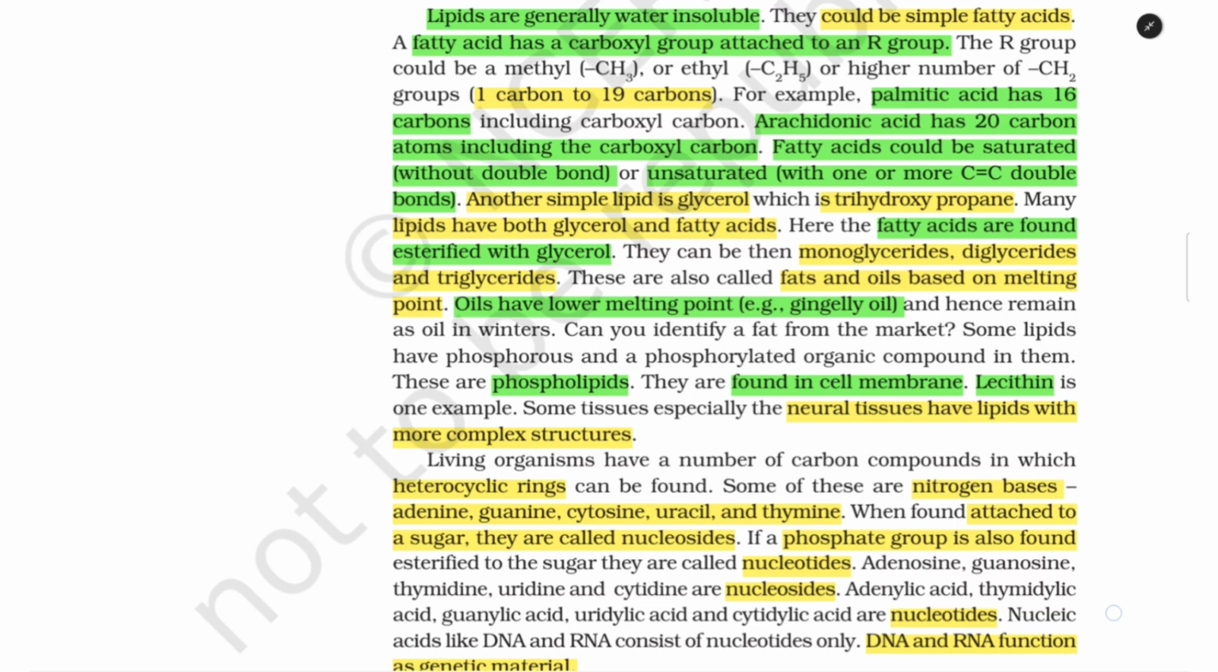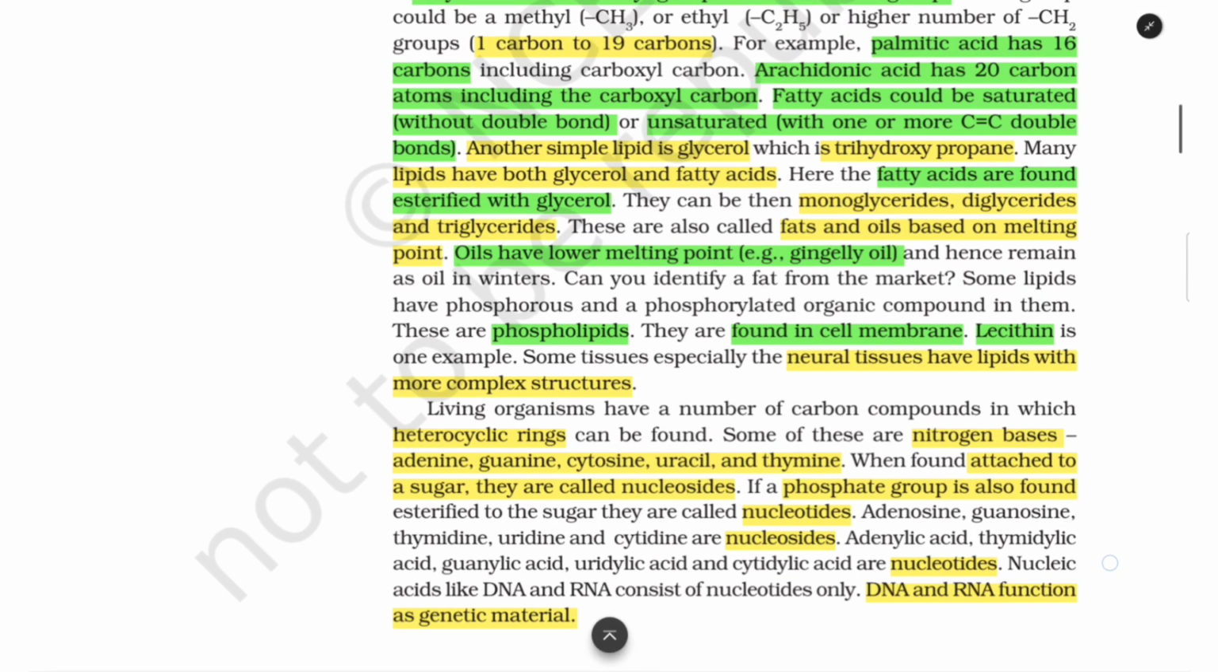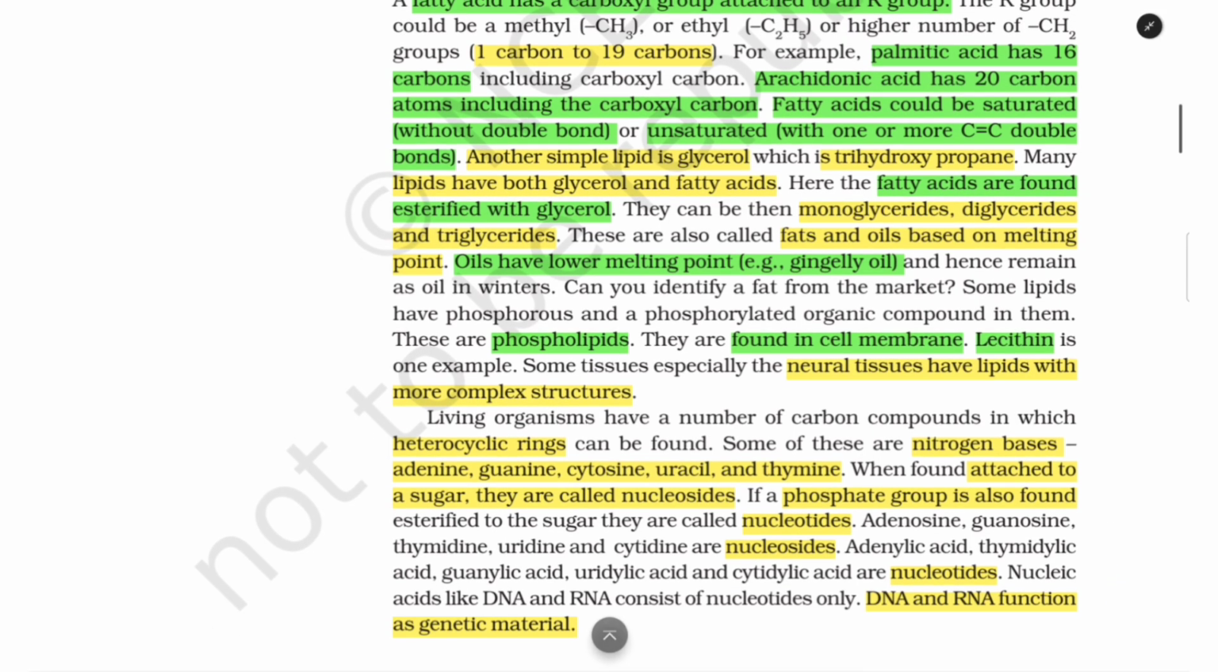Living organisms have a number of carbon compounds in which heterocyclic rings can be found. Some of these are the nitrogenous bases adenine, guanine, cytosine, uracil, and thymine. When found attached to a sugar, they are called nucleosides. If a phosphate group is also found esterified to the sugar, they are called nucleotides. Adenosine, guanosine, thymidine, uridine, and cytidine are nucleosides. Adenylic acid, thymidylic acid, guanylic acid, uridylic acid, and cytidylic acid are nucleotides.